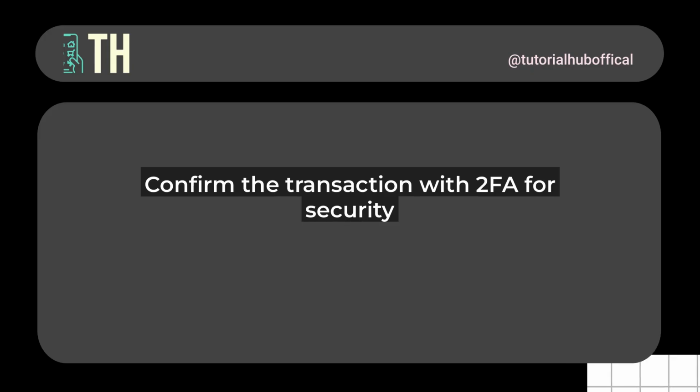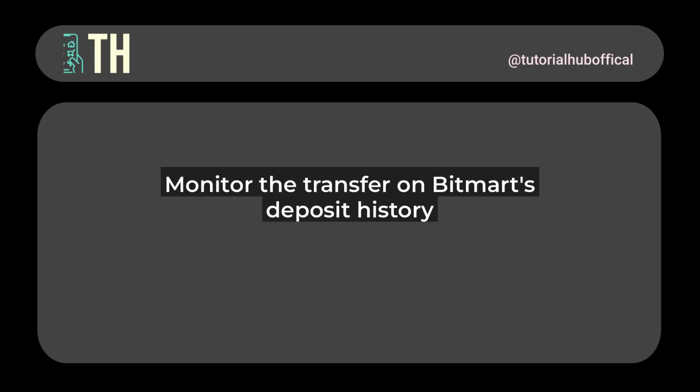Step 4. Once confirmed, the transfer will process on the blockchain. This could take anywhere from a few minutes to an hour, depending on network congestion. Keep an eye on your Bitmart account by checking the deposit history to see when your USDT arrives.